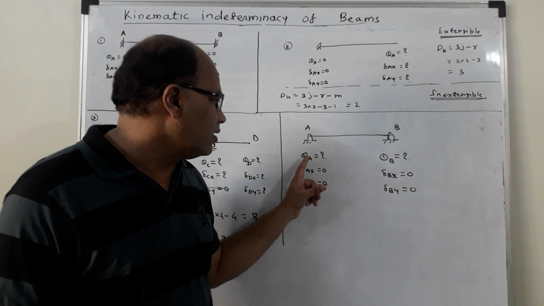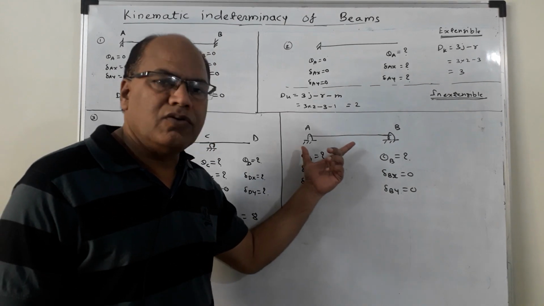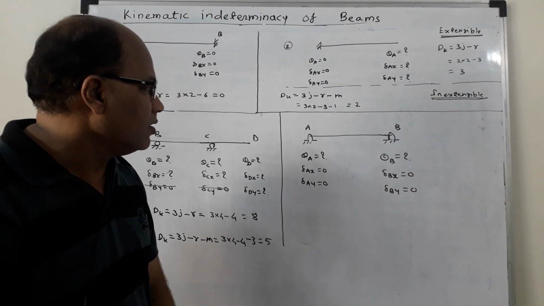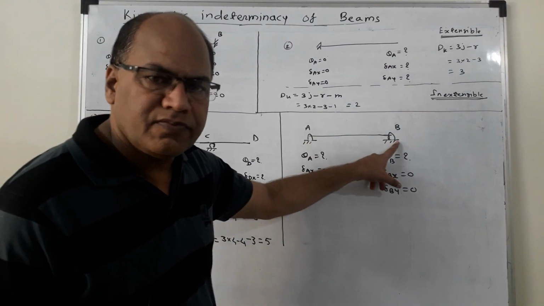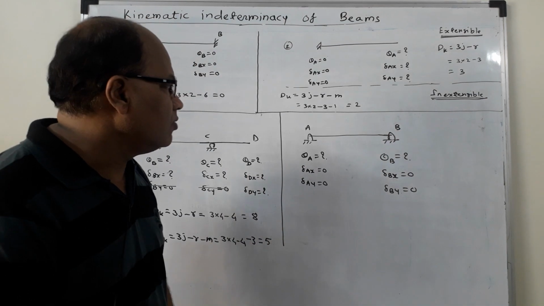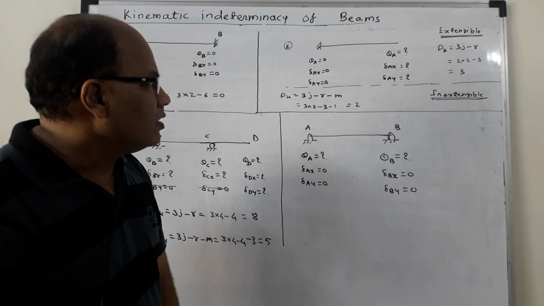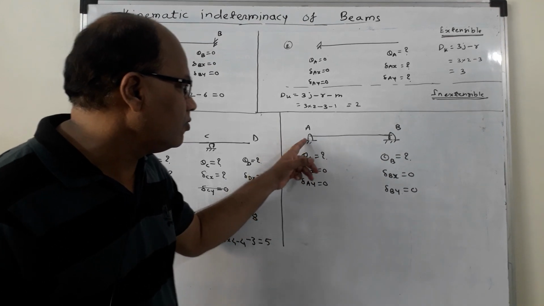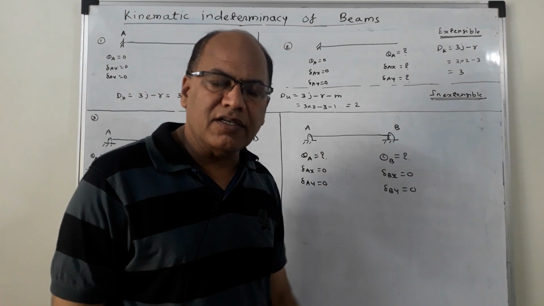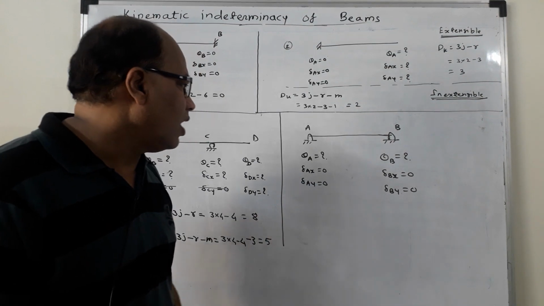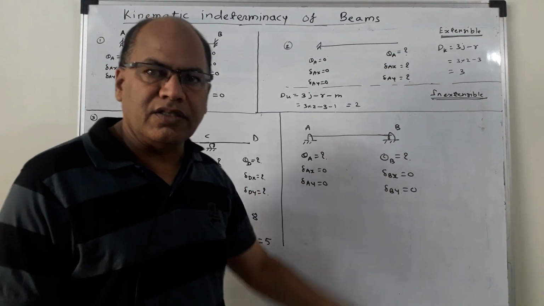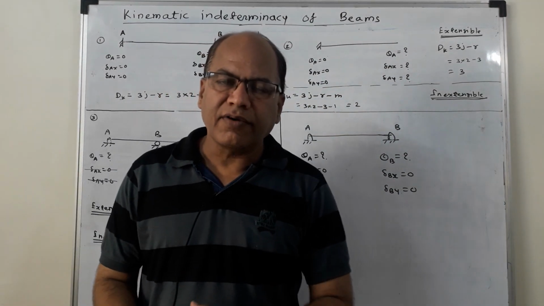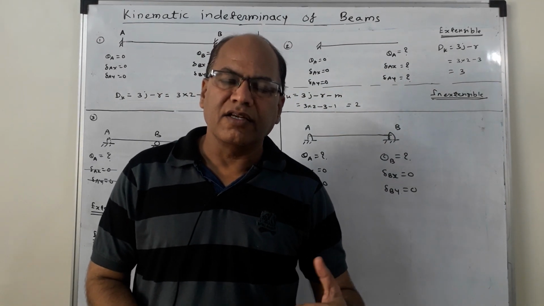That is why dk is equal to 2 here, and we can work it out by using the formula also. The number of joints is 2, so 3 into 2 is 6, minus r, the number of reaction components, 2 here and 2 here, so 6 minus 4 is equal to 2, and that is why dk is equal to 2 in this case. So this is how you can work out the degree of kinematic indeterminacy in the case of beams.